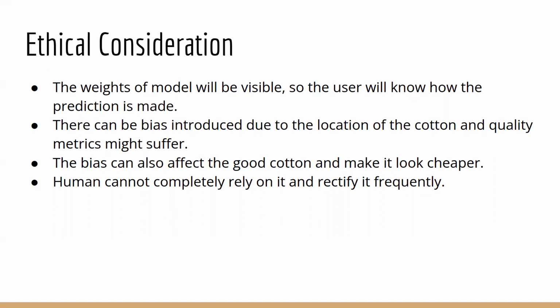And if this problem persists and the model is taking this type of data, that buyers are buying good cotton at a cheaper price, the future model, the model that will be trained, will use this data, and the good cotton will actually be classified as some cheap kind of cotton, and that's going to make a huge difference. So humans cannot completely rely on it, and they will need to rectify it every now and then.